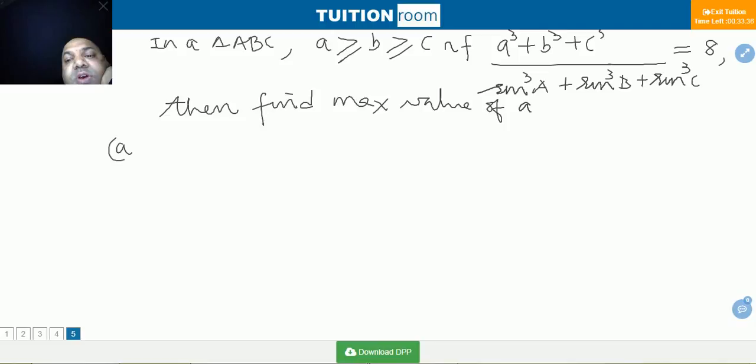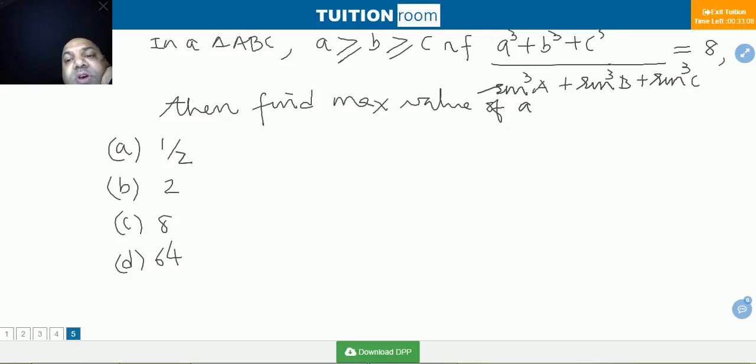1 by 2, 2, 8, 64. Again, very easy problem. Whenever we are given the relation between sides and sine of their angles, then we are required to use the sine rule.